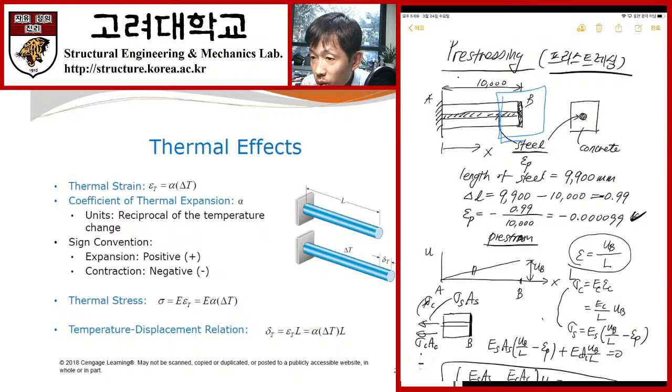Dong-hyun, isn't delta L minus 100? Where? Delta L minus 100. Hold on. 9900 minus 10. Yeah, minus 100. What's wrong here? Sorry. Minus 100. Sorry about it. And then 100 divided by 10,000. 0.01 minus 0.01. Sorry about it.